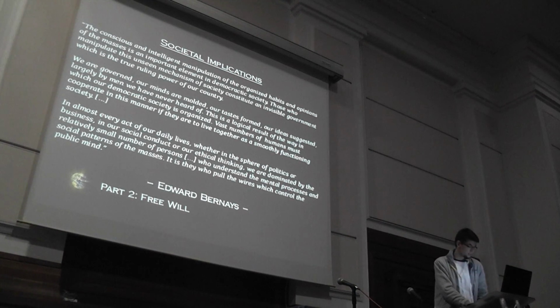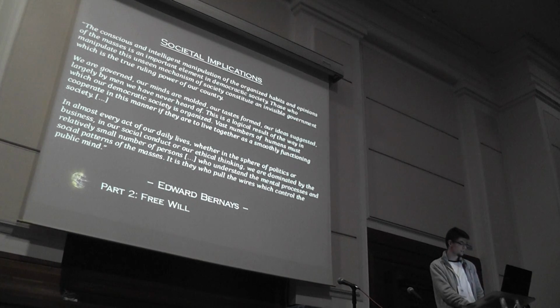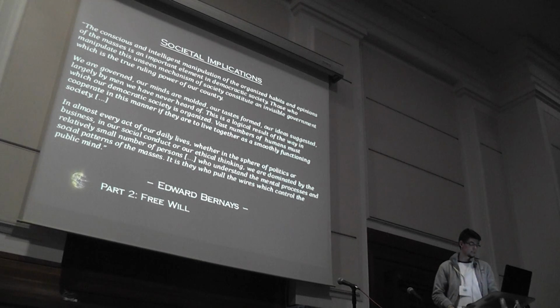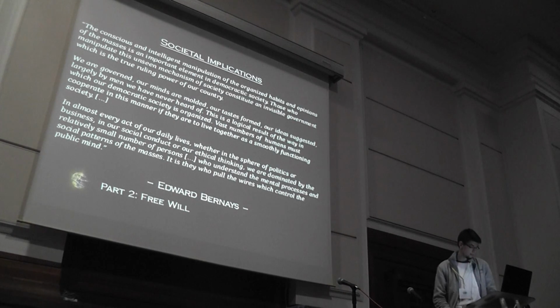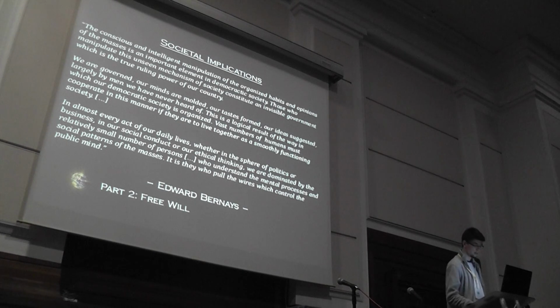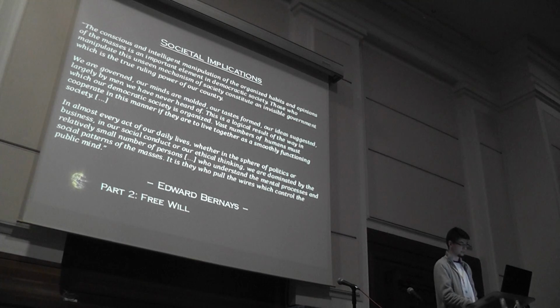The conscious and intelligent manipulation of the organized habits and opinions of the masses is an important element in democratic society. Those who manipulate this unseen mechanism of society constitute an invisible government, which is the true ruling power of our country. We are governed, our minds are molded, our tastes formed, our ideas suggested, largely by men we have never heard of. This is a logical result of the way in which our democratic society is organized. Vast numbers of humans must cooperate in this manner if they are to live together as a smoothly functioning society. In almost every act of our daily lives, whether in the sphere of politics or business, in our social conduct or our ethical thinking, we are dominated by the relatively small number of persons who understand the mental processes and social patterns of the masses. It is they who pull the wires which control the public mind.